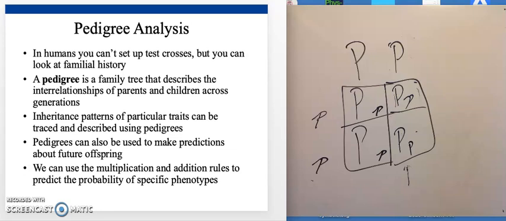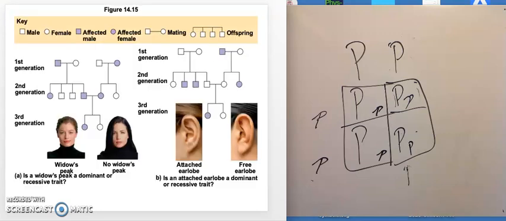Instead, what we do is we look at self-selected matings. We look at family trees or pedigrees to determine whether a trait is dominant or whether an individual with a dominant phenotype is heterozygous or homozygous dominant. So when you're looking at these pedigrees, what you should do is look for two individuals that have the same phenotype. So for example, if having a widow's peak was the recessive trait, would it be possible for two parents with a recessive phenotype to have an offspring with the dominant phenotype?